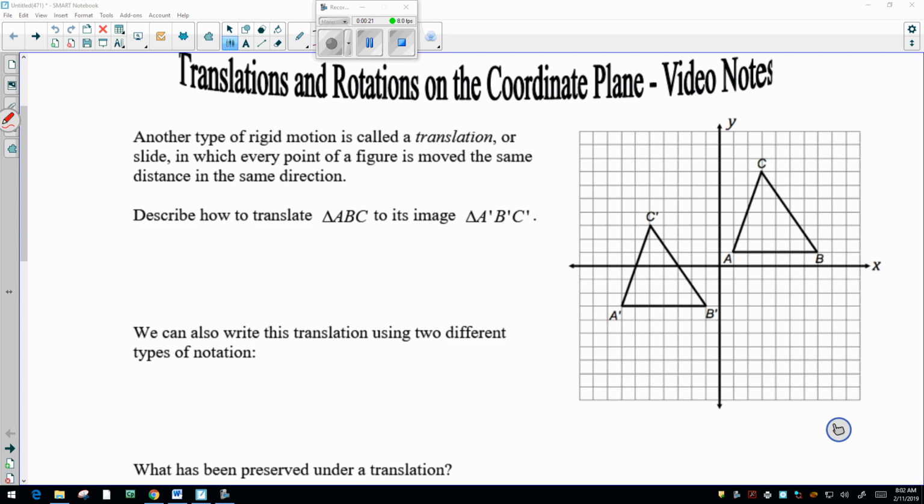So we had talked last time about rigid motions. Rigid motions preserve size and shape. And when we said size, we meant side length, the length of the sides, and the angle measures. And a translation is a type of rigid motion. It's a motion where everything is moved in the same direction and the same amount.